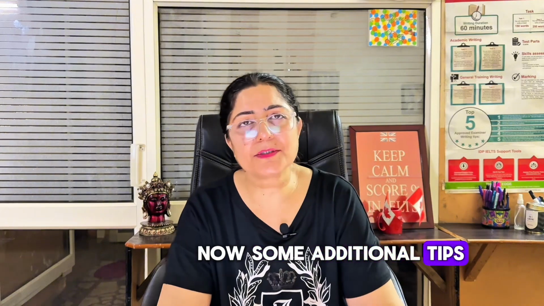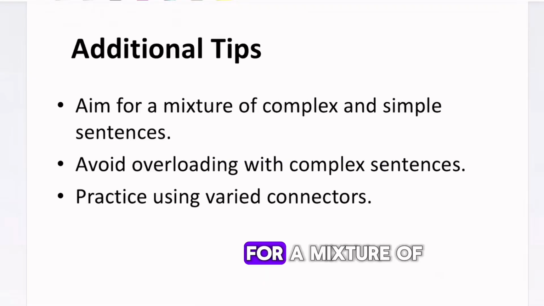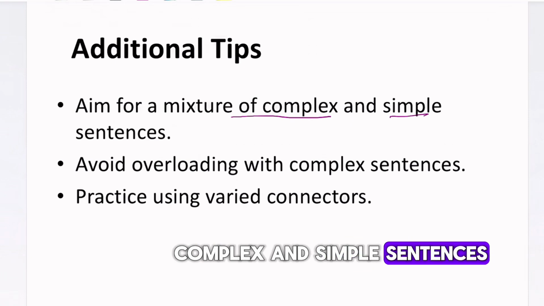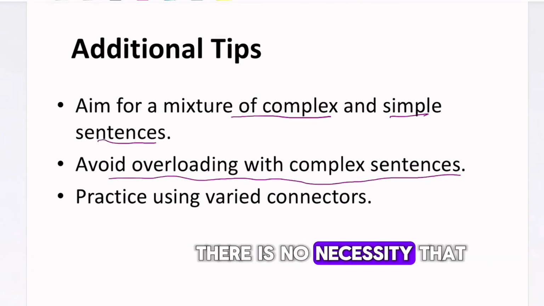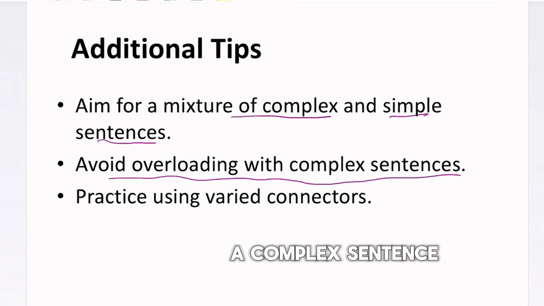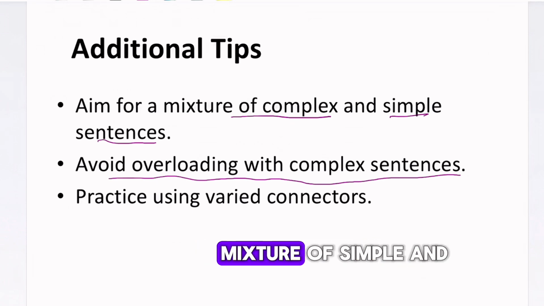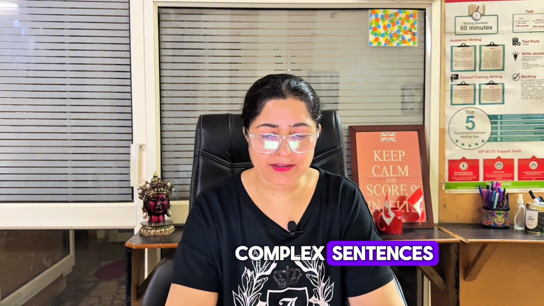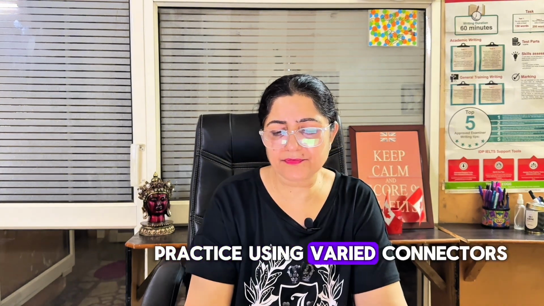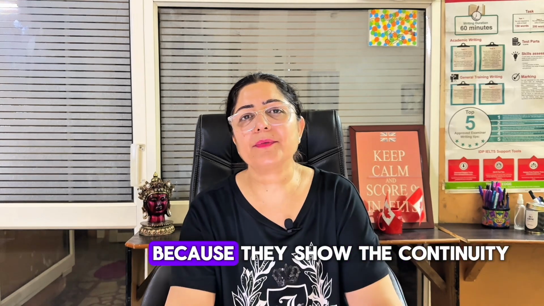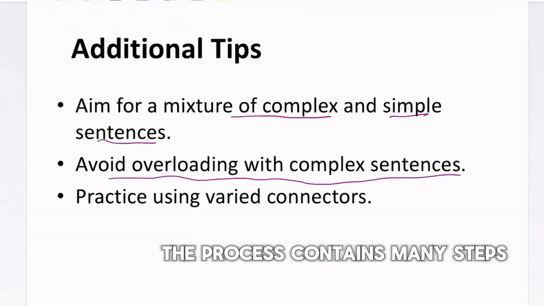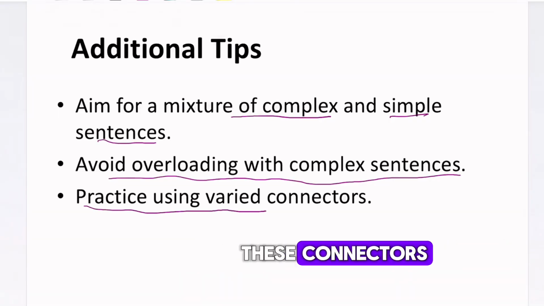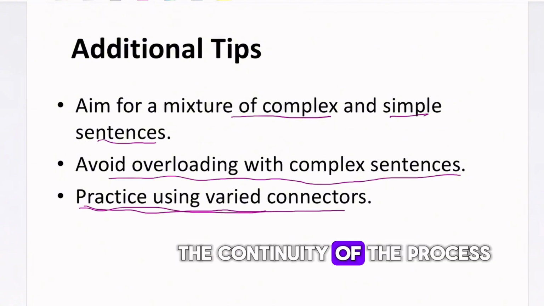Now some additional tips that you need to remember are, you need to aim for a mixture of complex and simple sentences. Avoid overloading with complex sentences. There is no necessity that every sentence should be a complex sentence. It should be a mixture of simple and complex sentences. Practice using varied connectors. Connectors are very important because they show the continuity, they show the transition of one phase to another. So in this way, because the process contains many steps, you need to add these connectors in order to show the continuity of the process.